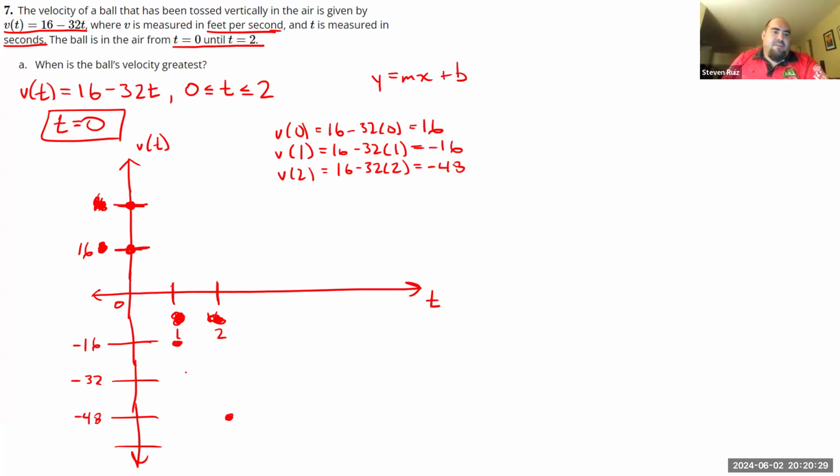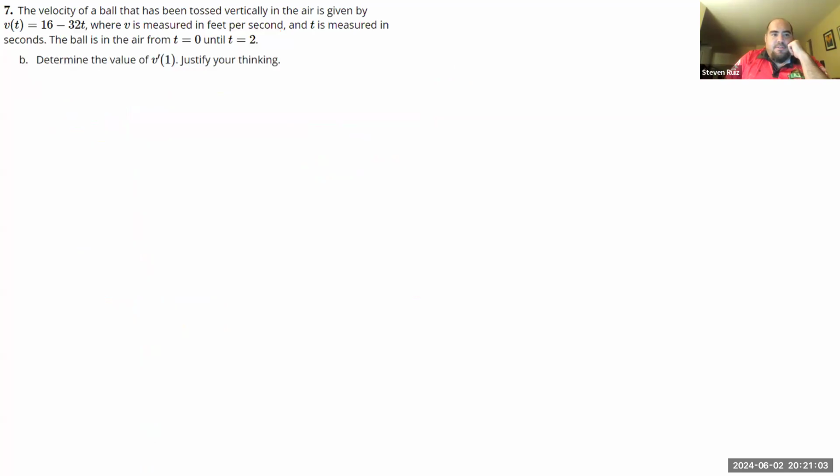And just to be clear, is it okay for me to treat this as linear? Is it okay for me to just connect all these with a straight line? Hopefully we can see from the form of this function that that is okay. We have an intercept, we have a slope. There are no greater powers of t here. So this graph should be linear like this. Our velocity graph should be a straight line with a negative slope of 32. So there are a lot of ways to answer this question, but the ball's velocity is going to be the greatest at the outset, at time equals 0.